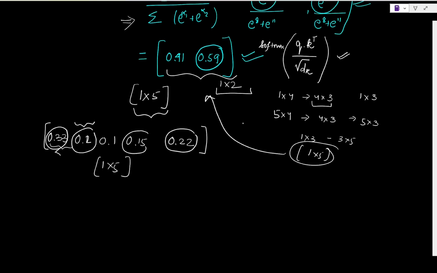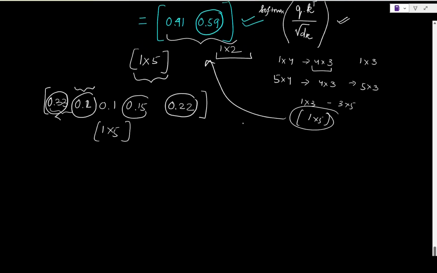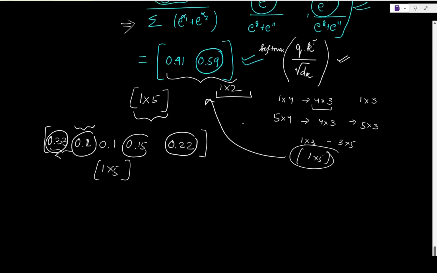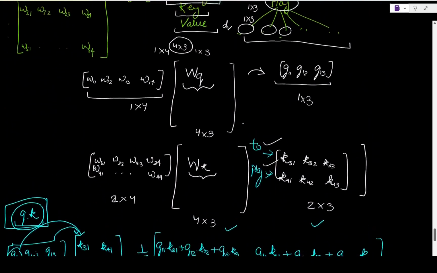So once we have this weight distribution, the probability distribution of the keys in relationship with the query, we will take our final step. Our final step is multiplication of this entire thing with the value matrix. Now, what is a value matrix? Let's go back to the word matrix.